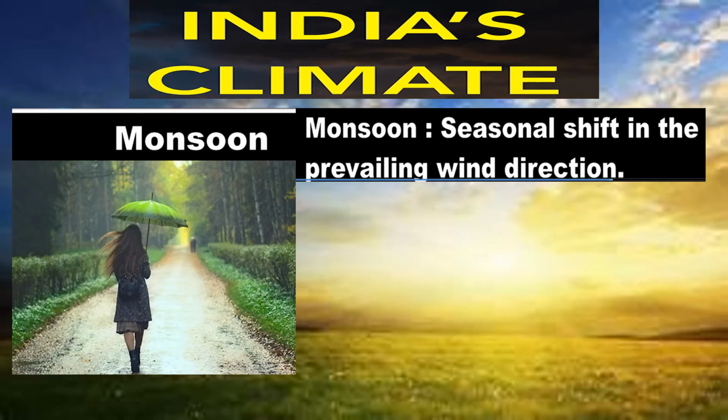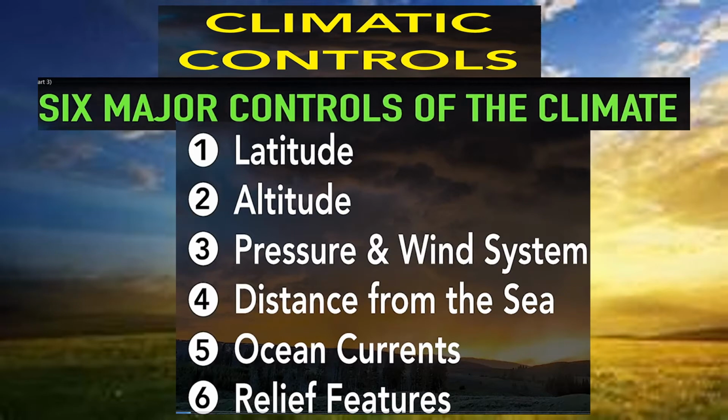Now, what type of climate does India have? India basically has a monsoon type of climate. Monsoon means seasonal shift in the prevailing wind direction. So, in India, we have a monsoon type of climate as we experience rain throughout the year in many parts of our country. Now let's look at what are the factors that affect the climate of a place.